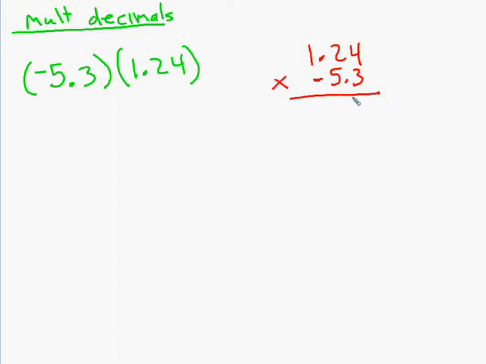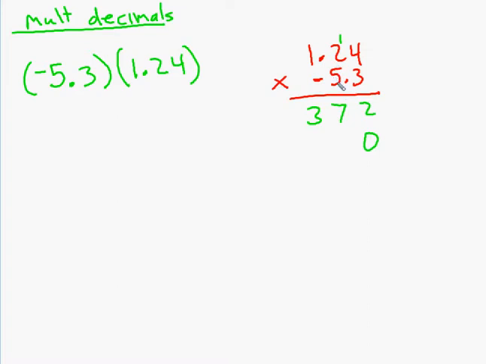And then basically, we're going to multiply and ignore the decimals for now. So we do 3 times 4 and get 12. I'll carry the 1. And we do 3 times 2 and get, add the 1, and I get a 7. And then 3 times 1 is 3. Now what do I need to do right here? Add a 0. And we aren't quite to the decimal yet.